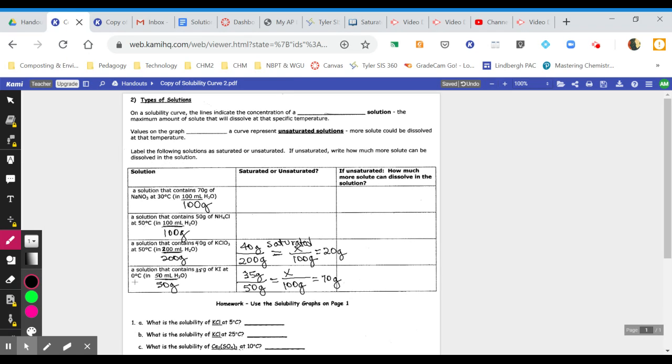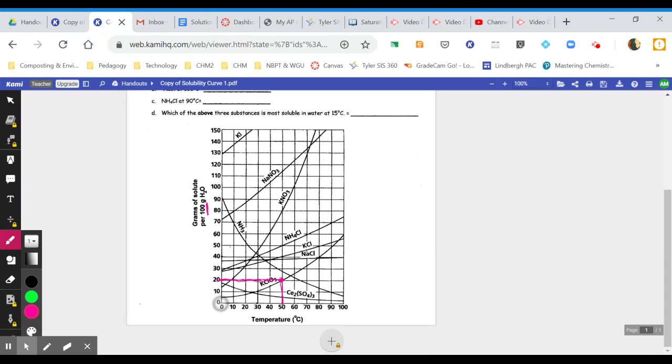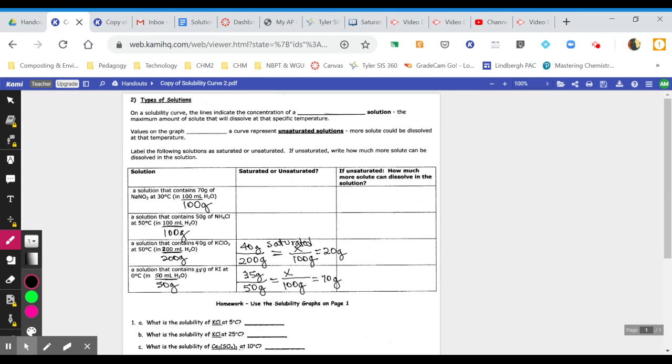So we're going to go look at our graph again at 0 degrees Celsius and 70 grams. So 0 degrees Celsius is here, and 70 grams is up here. Really don't have to make much of a mark there because it's right on the origin. And KI is way up here. So our mark, 70 grams, is below the curve, the line for KI. So that means it's going to be an unsaturated solution. You kind of have to write it here in the middle to fit it in.